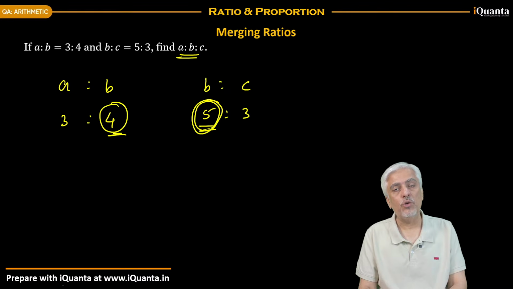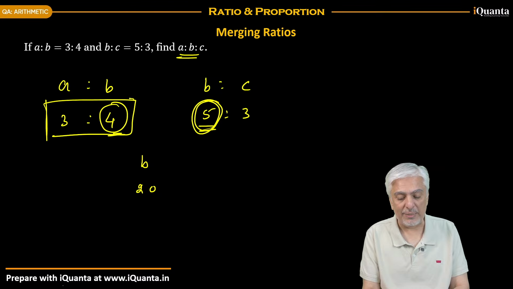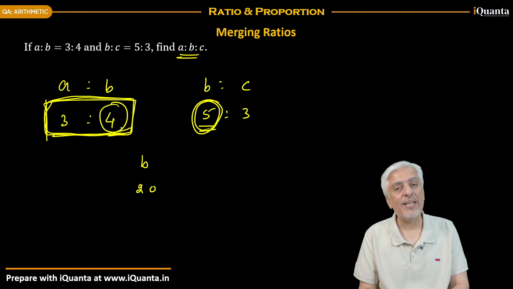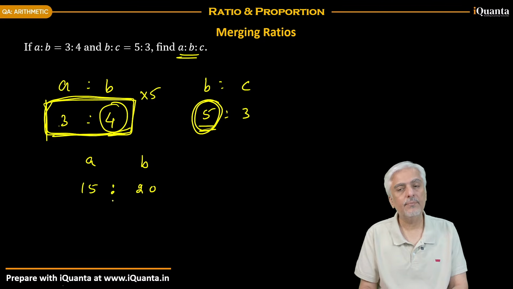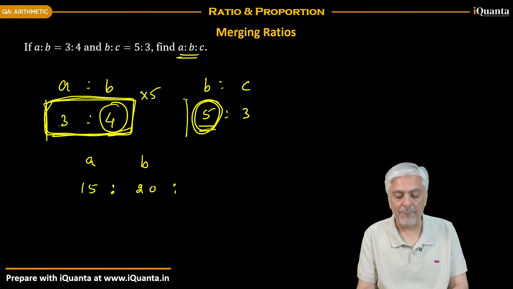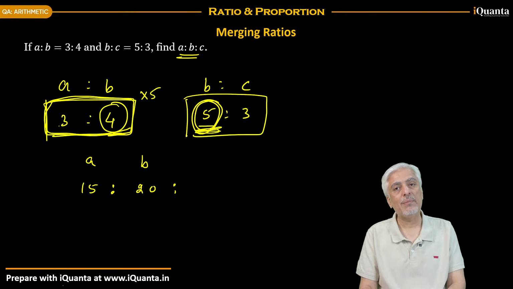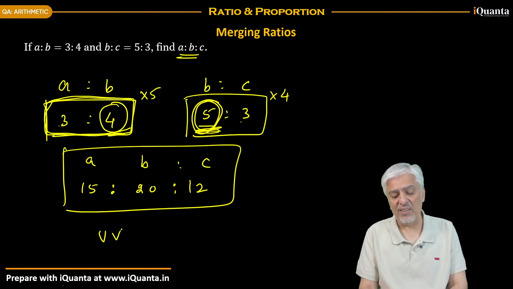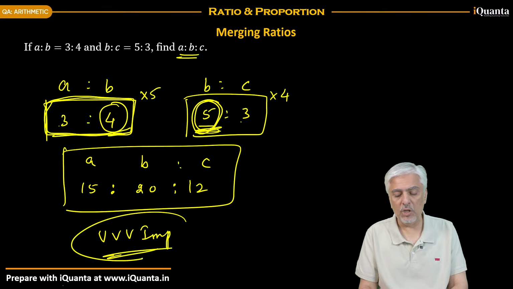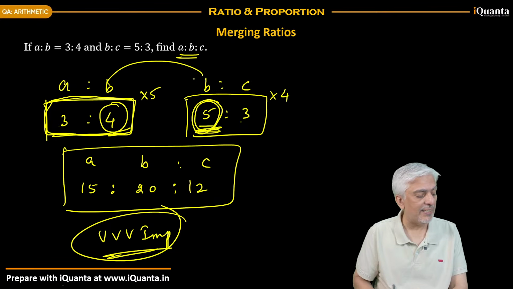What is the LCM of 5 and 4? 20. So basically we need to make B 20. To make B 20 here, you have multiplied by 5. So A will also get multiplied by 5. 3 5s are 15. And to make B 20 here, you multiplied by 4. So it will become 3 4s are 12. Very important. Because B is the common person between them, we need to make B same.